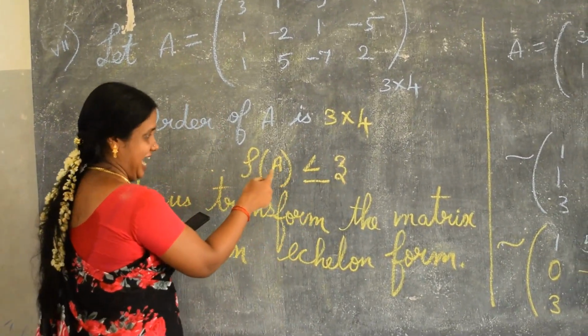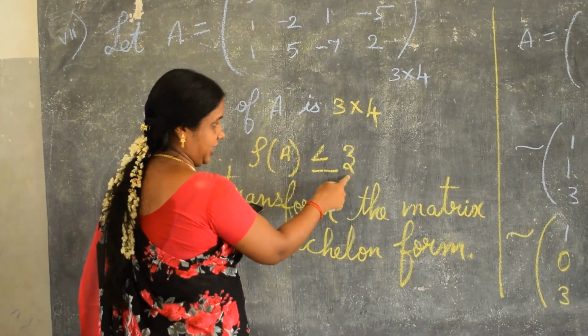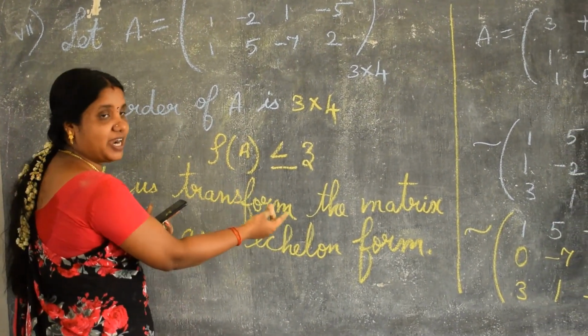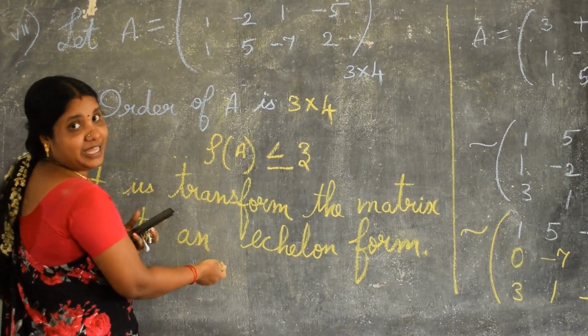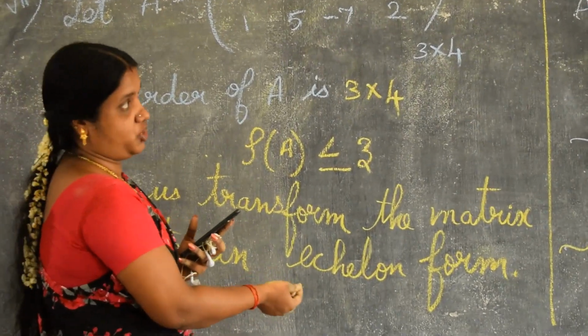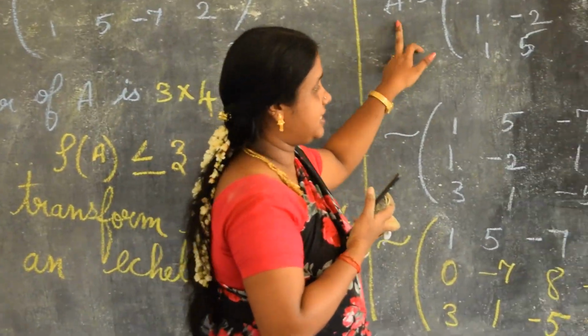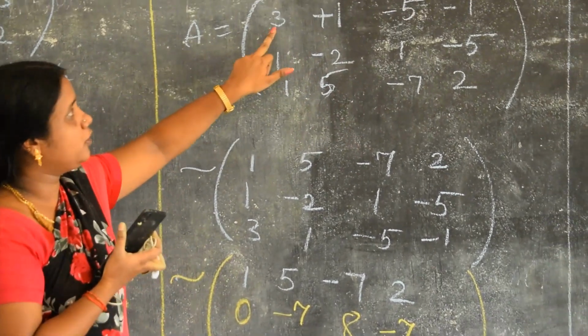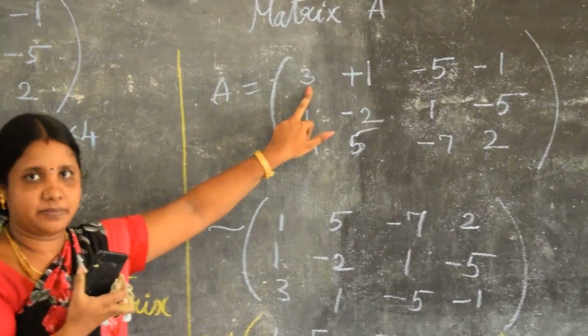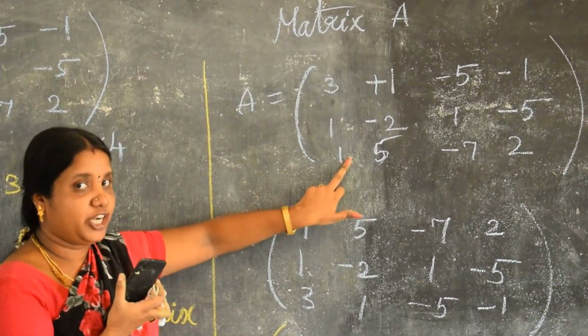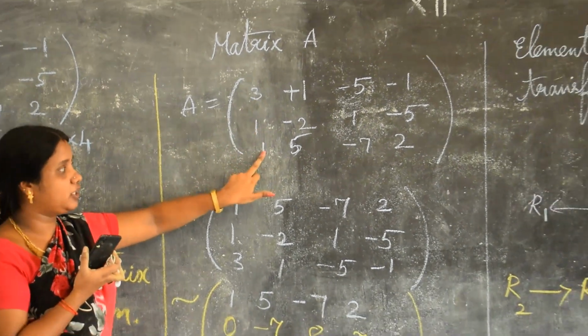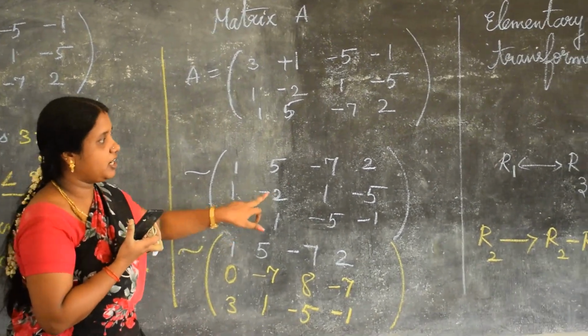I am going to transform this matrix to an echelon form with the help of elementary transformations. So write the matrix A. Now I am going to do, here in the first row, first element, I have to get 1. So I am going to interchange first row and third row. Interchange and write here. Here you have to write R1 is interchanged with R3, R3 is interchanged with R1.